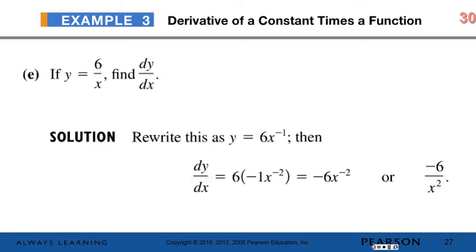What if you got y equals 6 over x? What can we do with that x? We don't have a rule for x's in the denominator. What we got to do? Make it a negative exponent and move it to the numerator. So 6x to the negative 1, and then that means it's negative 1 times 6x to the negative 2.